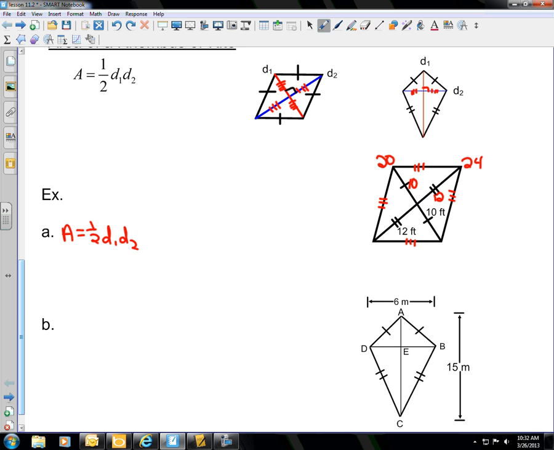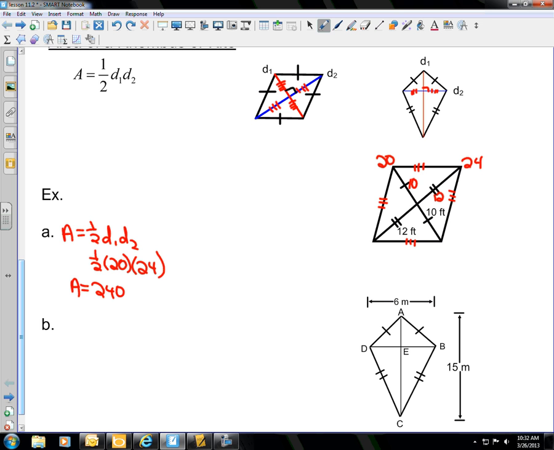So we plug it into our formula, and what's diagonal 1? 20 times 24. You could do it like that, 240, and then take half. No, it would be 240. There we go. This is what I would do. I would take half of 20, which is 10 times 24, which is going to be 240.